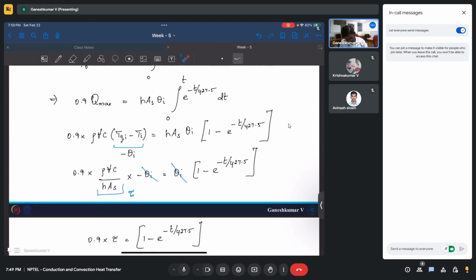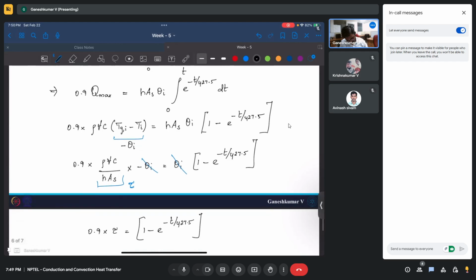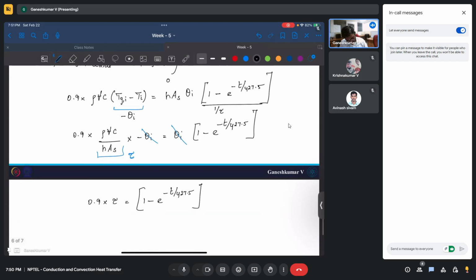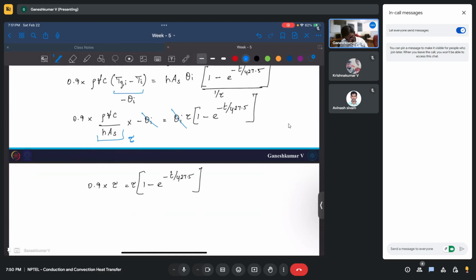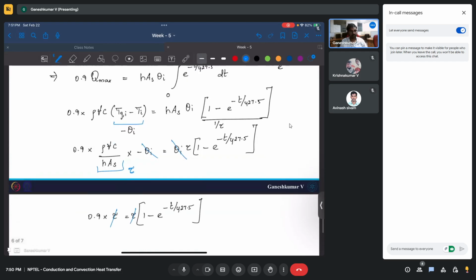Okay, so I think we forgot to, so this is nothing but e power minus t by tau, right? So ideally there should be one division by 1 by tau, which comes out to be tau here, which will have tau here. Okay, I forgot to do the integration carefully.